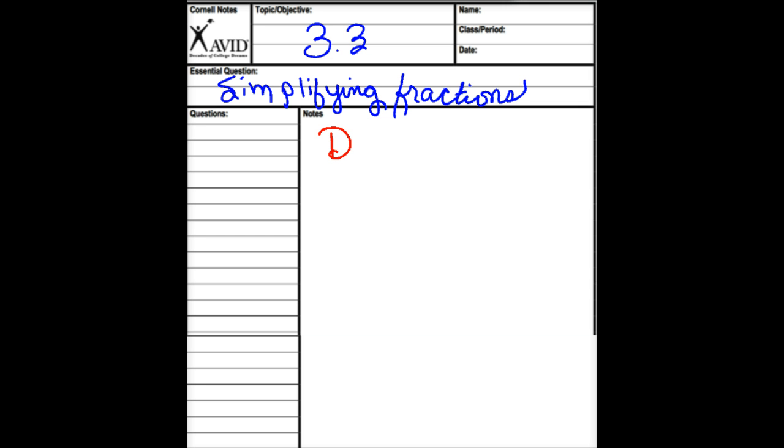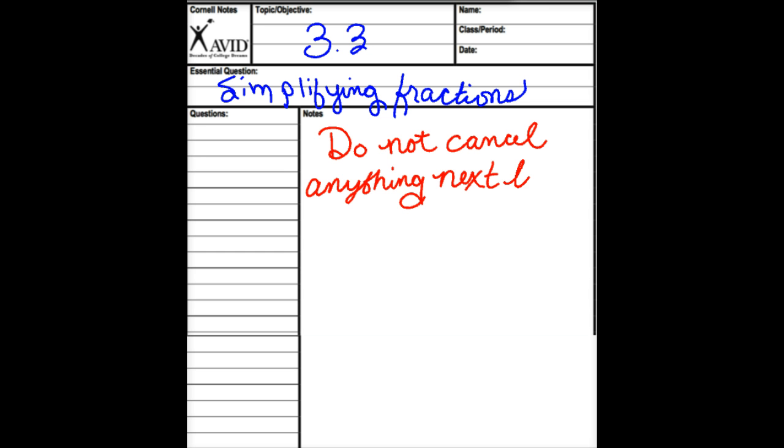We are going to write in big words, do not cancel anything next to a plus or minus. It has to be, let's go put this not in a box. Nobody puts not in a box.